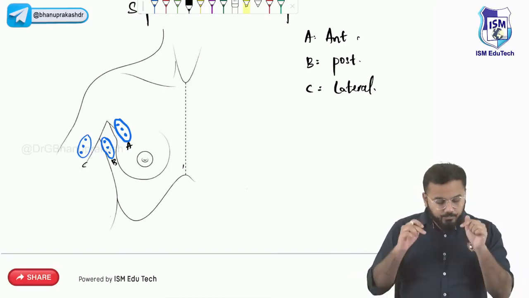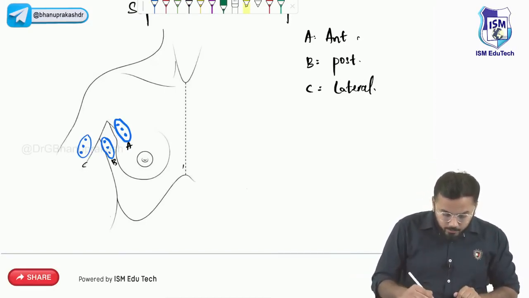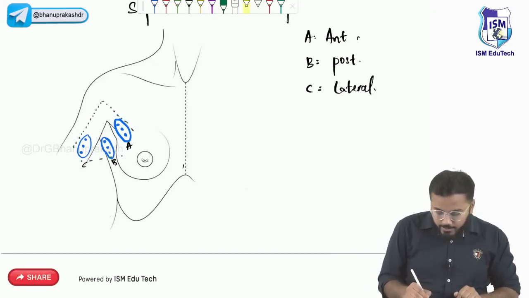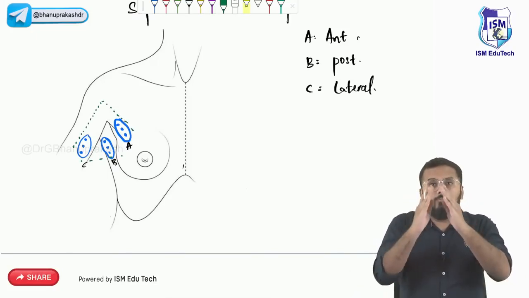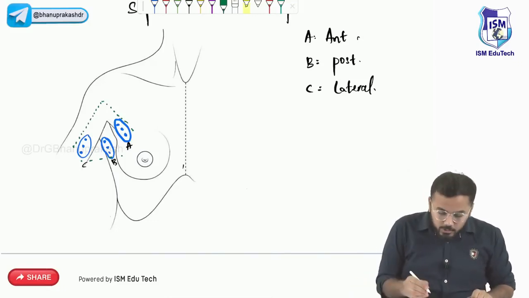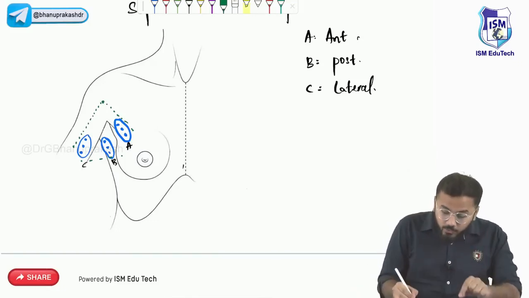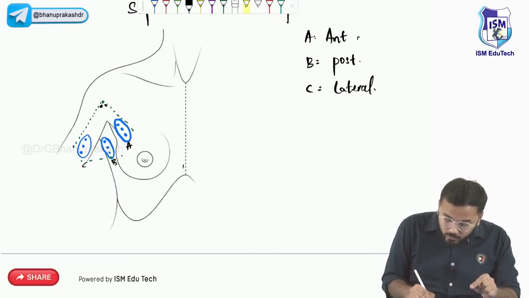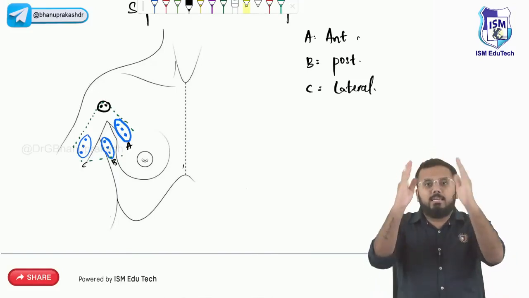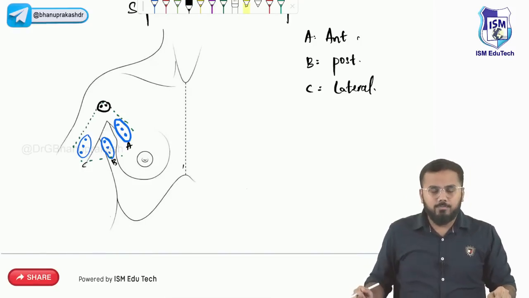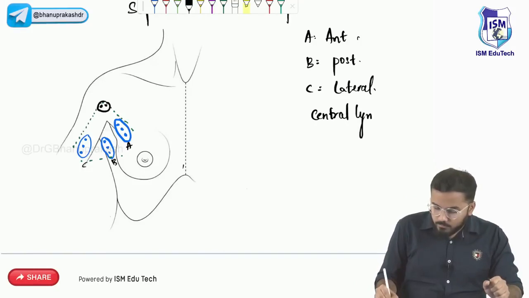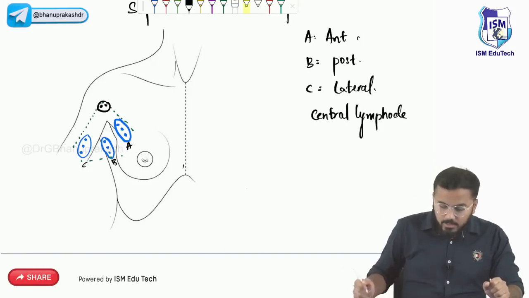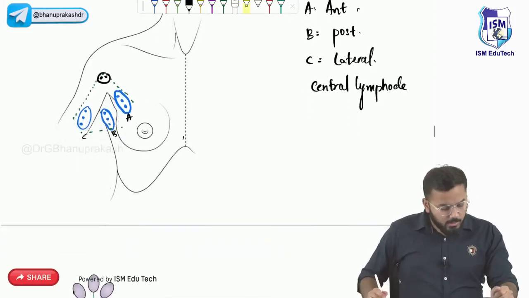Now, all of you look here. All these lymph nodes, if I'm drawing it like this, are pointing upwards, right? They're looking at some point there. So this is the point here. Why am I telling you this? Because here you also have a lymph node which is exactly in the center. That is called the central lymph node. Are you all understanding it?